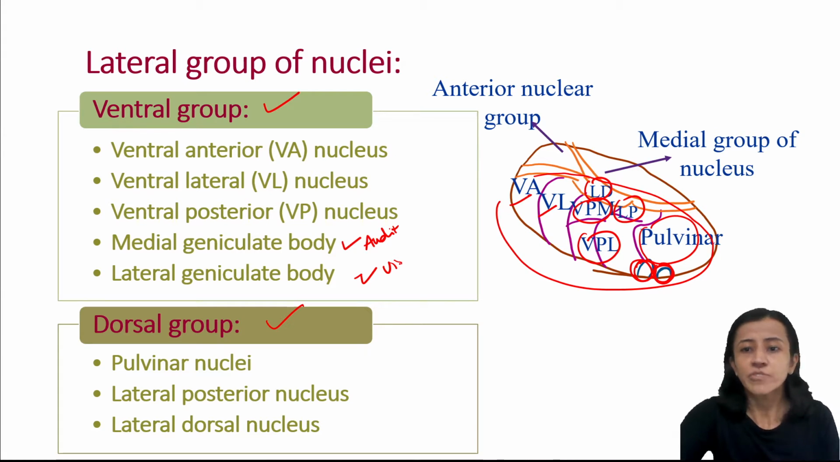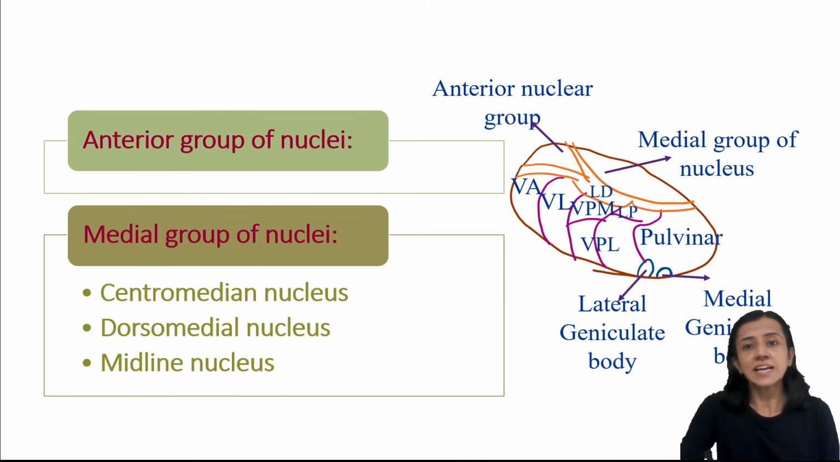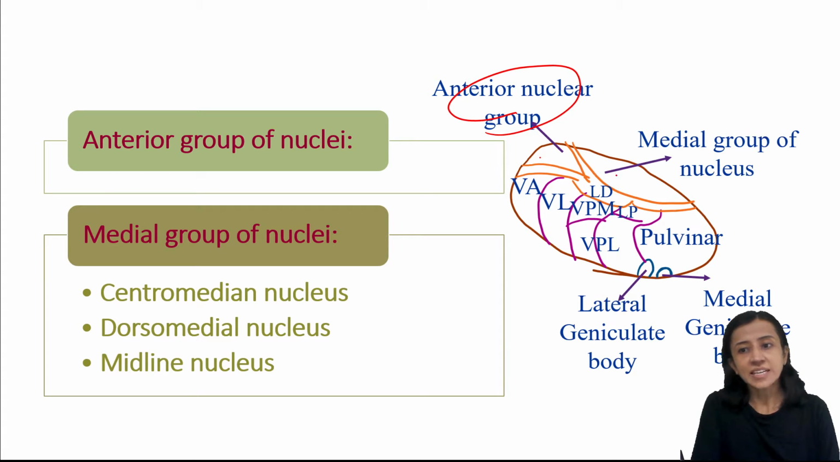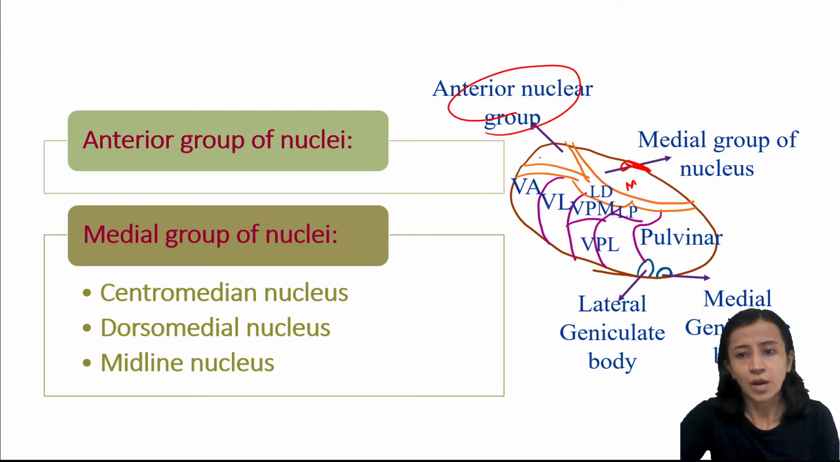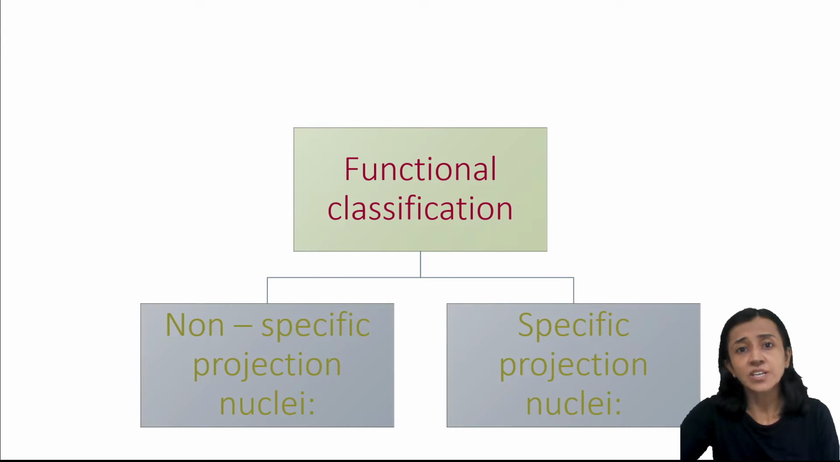Okay. Now we will discuss in detail. Then next is the anterior group. The anterior group has no further division. This is the anterior nuclear group. And the medial group is again divided into centromedian, dorsomedian and midline nuclei. Centromedian, dorsomedial and midline nucleus. Okay. Now we'll discuss functional classification.